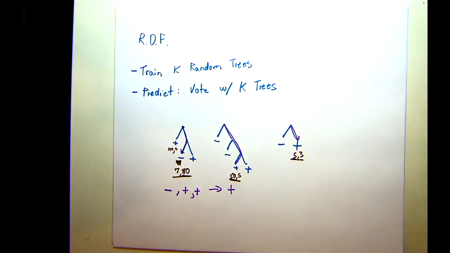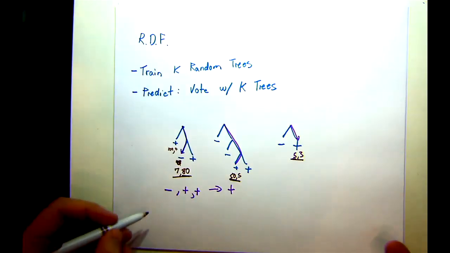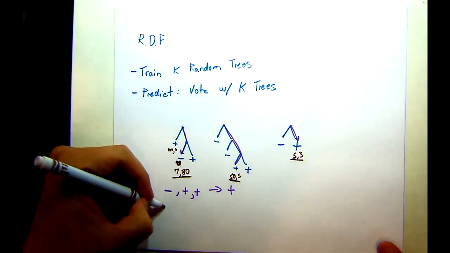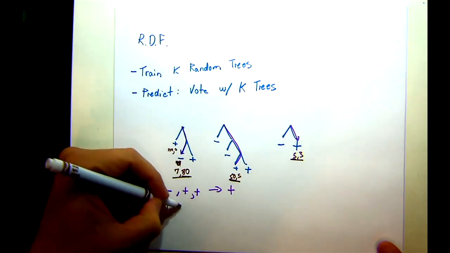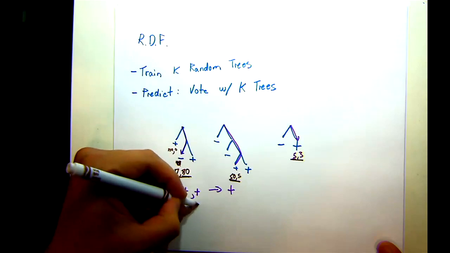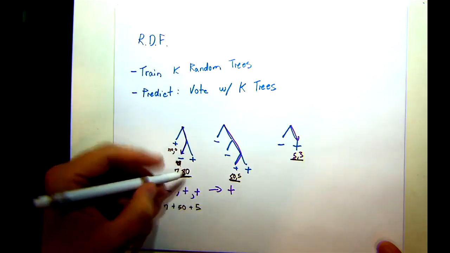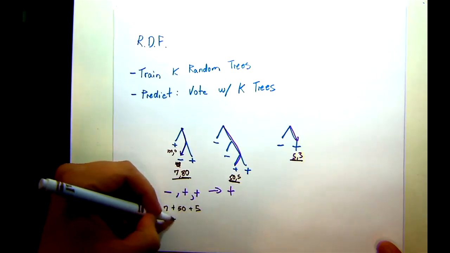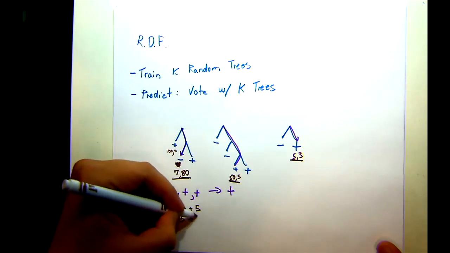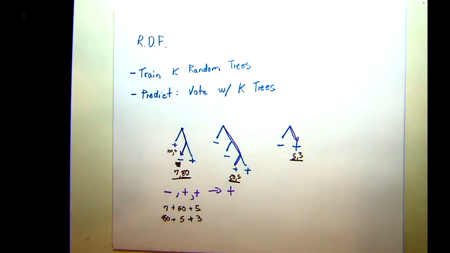So we could add up the number of votes for each of the classes. Instead of just saying minus, plus, plus, maybe we say this one had 7 positives plus 50 positives plus 5 positives, and it had 80 negatives, 5 negatives, and 3 negatives. So maybe that makes sense. You just add up the number of labels that were actually in the tree leaves.